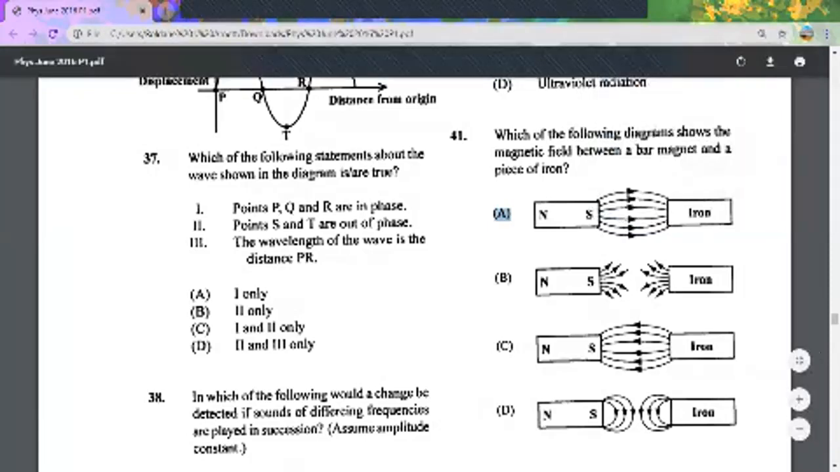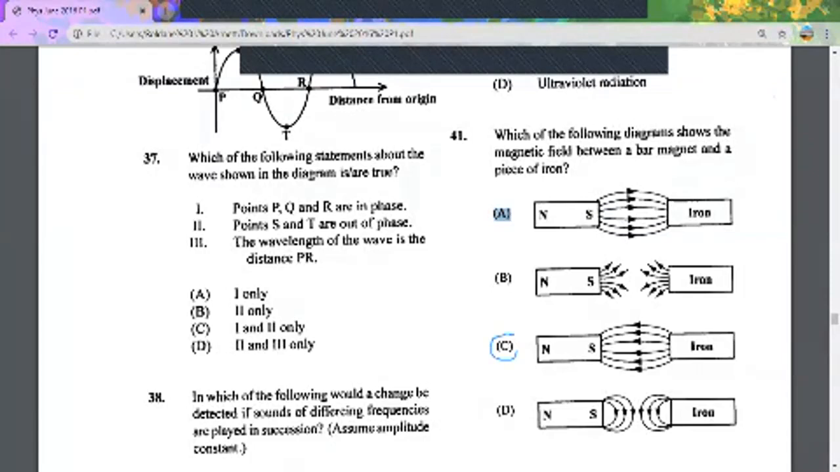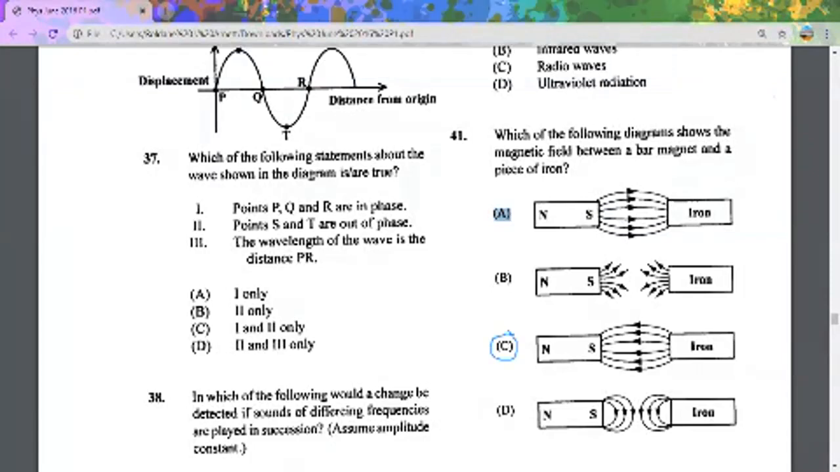What did I say? The answer is C. C is the answer. So actually, the South Pole, the arrows point inwards towards the South Pole. So C would be the answer. Let's move on.